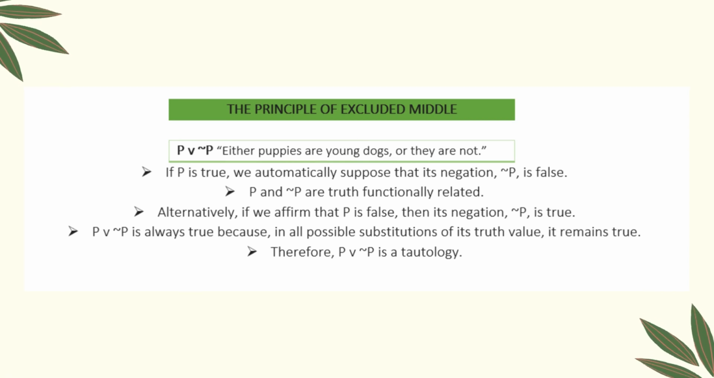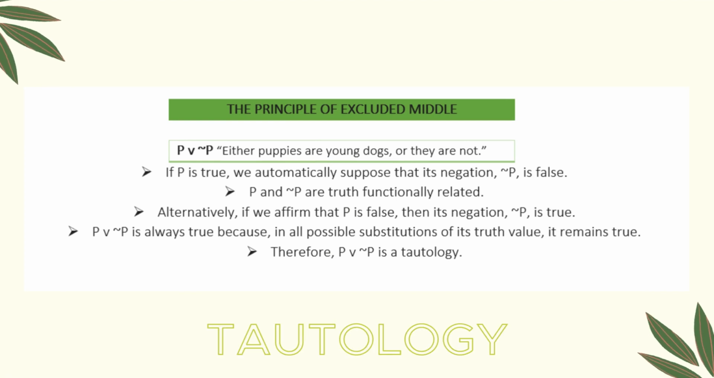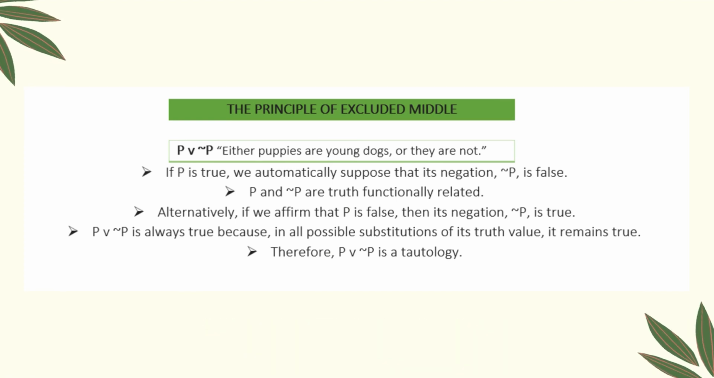P or not P is always true because in all possible substitutions of its true value, it remains true. Therefore, P or not P is a tautology.